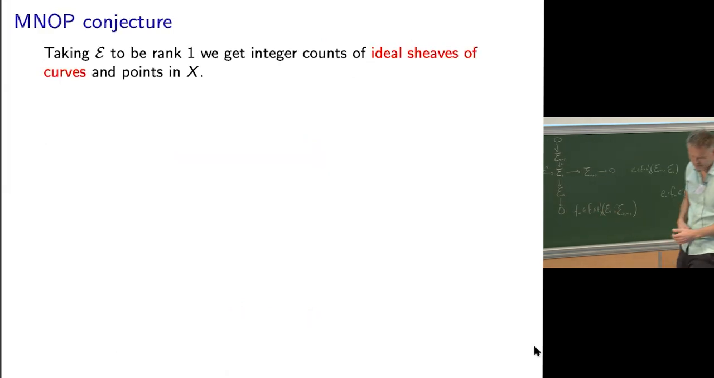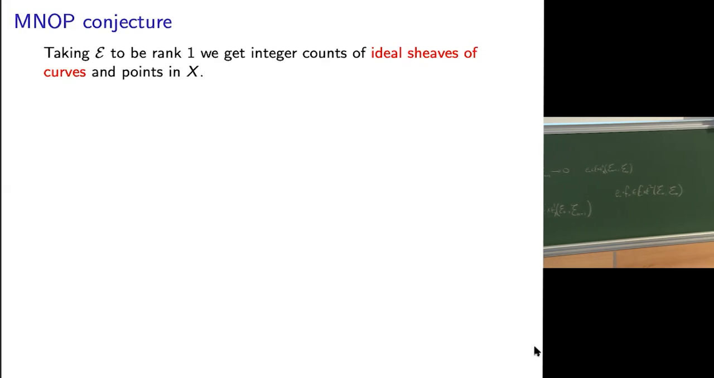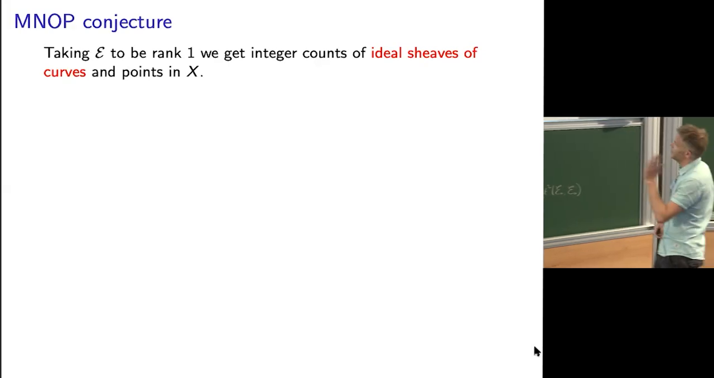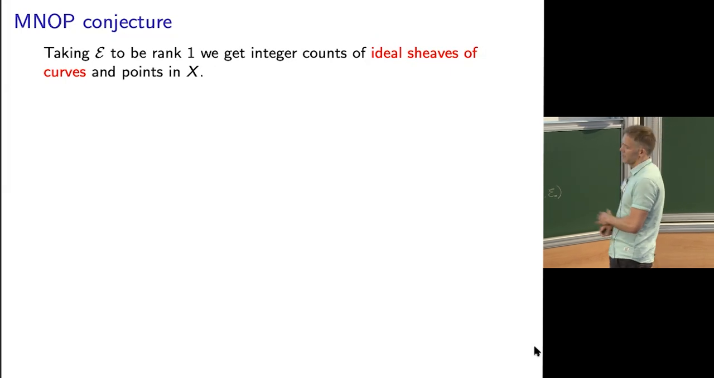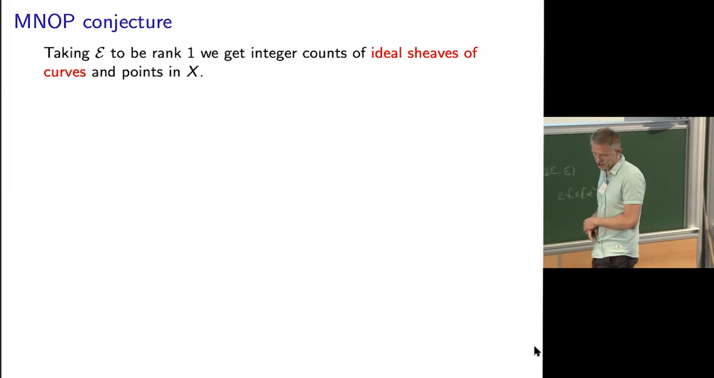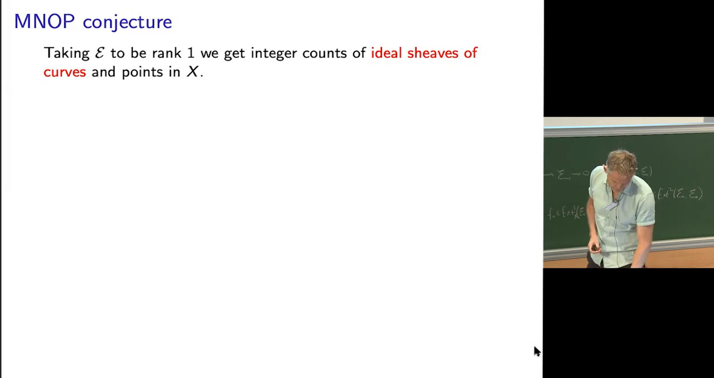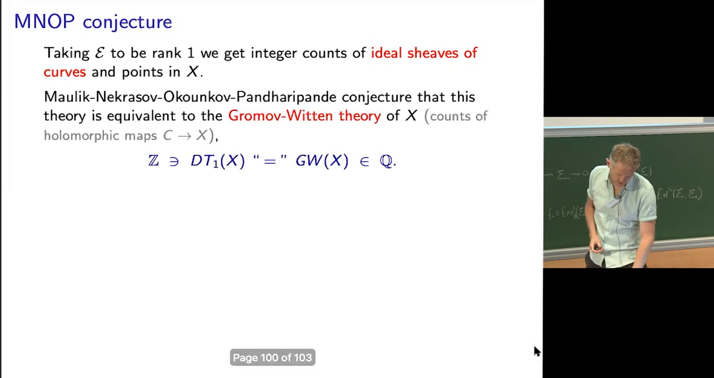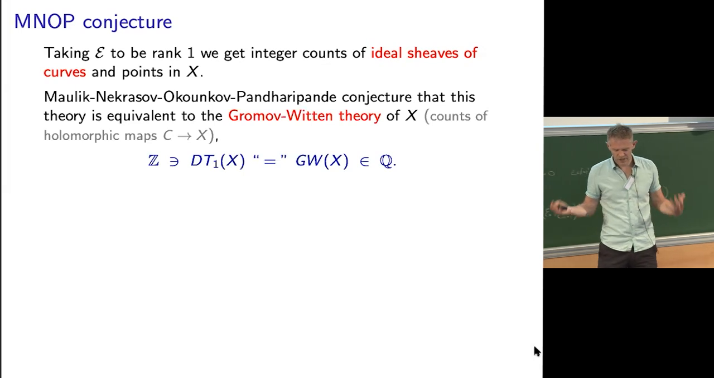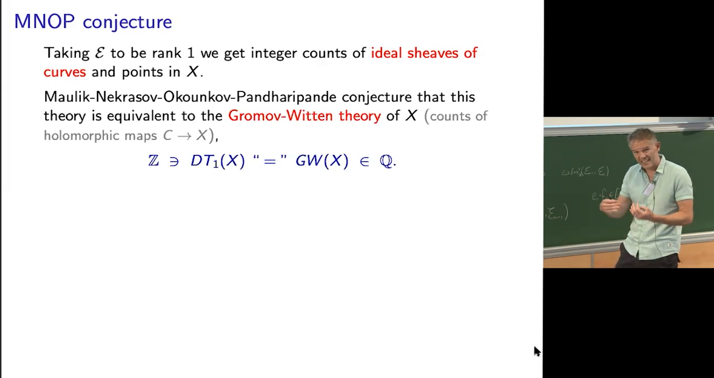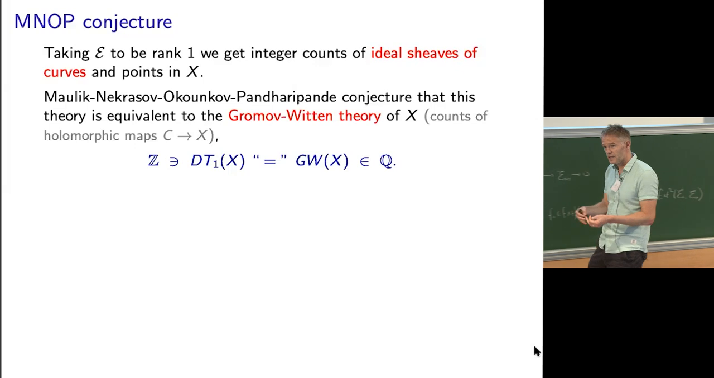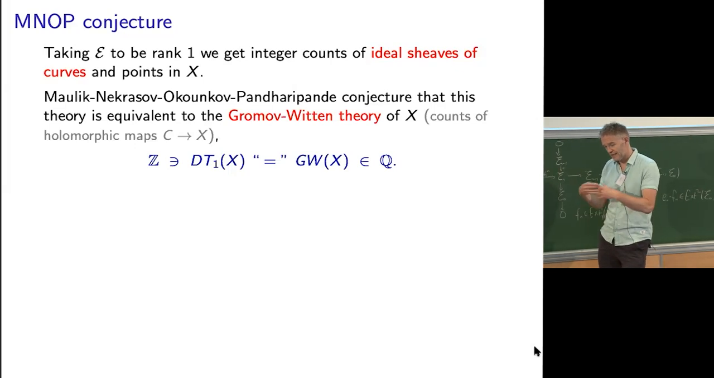And I just briefly, for completeness, tell you the MNOP conjecture, which is about rank 1 DT invariants. When your sheaves are of rank 1, then up to tensoring by a line bundle, they're ideal sheaves. And their ideal sheaves are curves and points in X. So the DT invariant here is essentially counting curves in X. But it's really counting one-dimensional subschemes, so it's thinking of the curves as being cut out by equations.